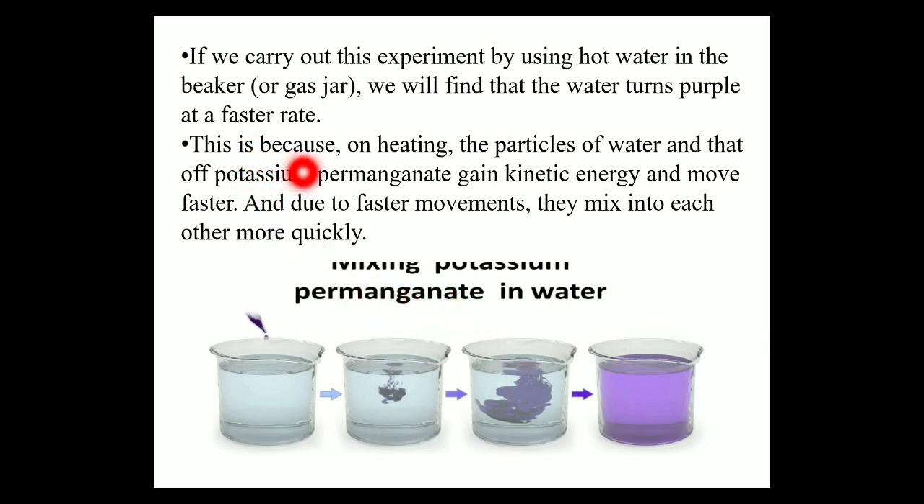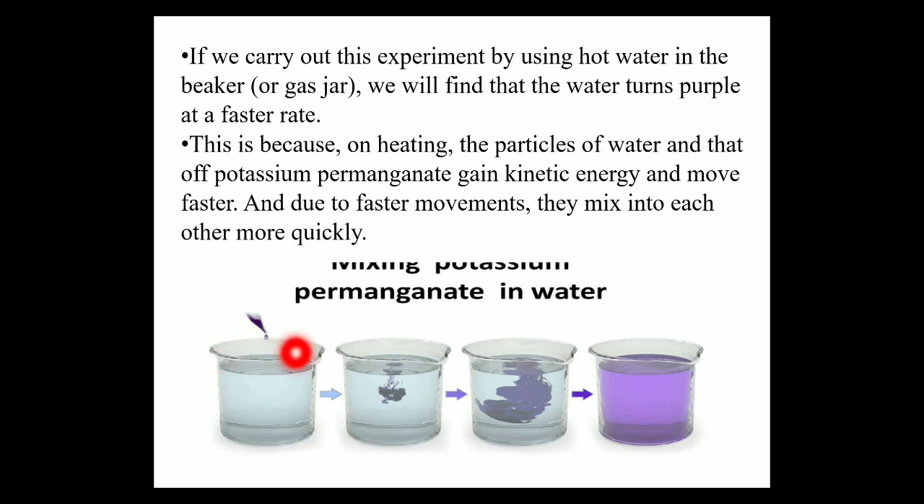So what is happening here? When you are heating, what is happening? I'm going to put 1 drop of potassium permanganate into the water. Now I am going to heat. When I am heating the solution, what will happen? The potassium permanganate will gain kinetic energy, right? It will gain some amount of energy and will start moving faster, right? I am heating the process.